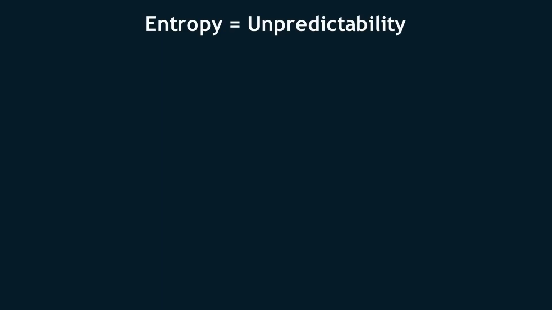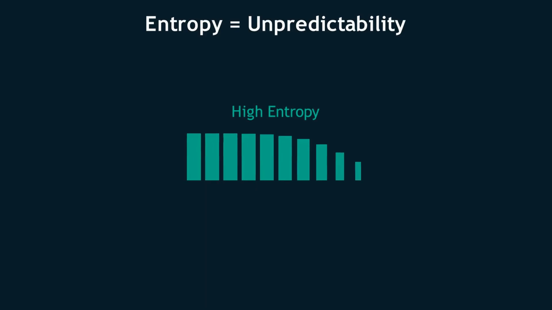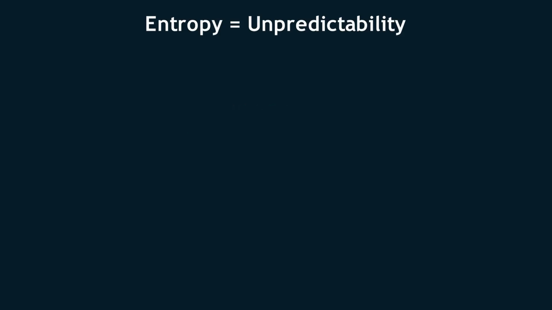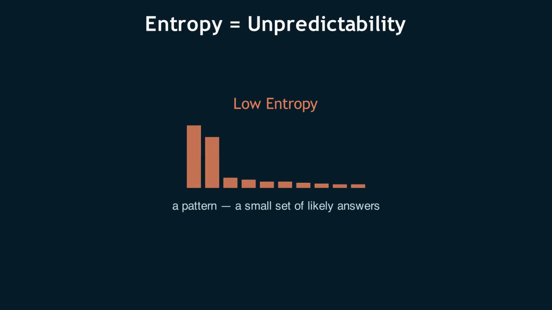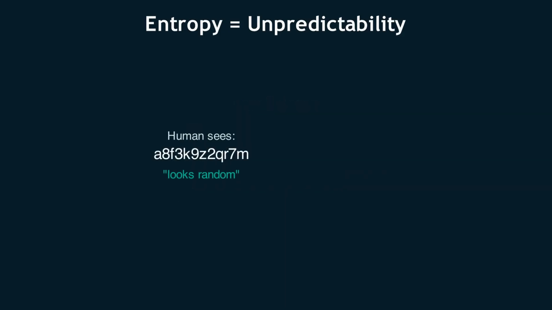What does randomness really mean in this context? You can think of it as unpredictability or entropy. High entropy means the attacker has little to no way to guess the value. Every possibility is equally likely, while low entropy means there's a pattern, a shortcut, or a small set of likely answers. And this is the trap. Something can look random to the human but can be completely predictable to the computer. And that's a lot of the problems we have today.